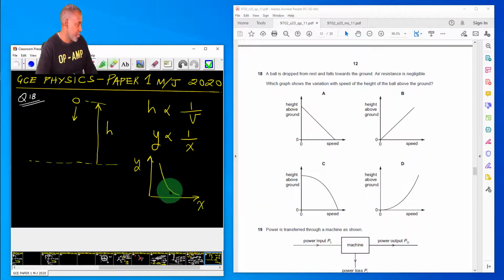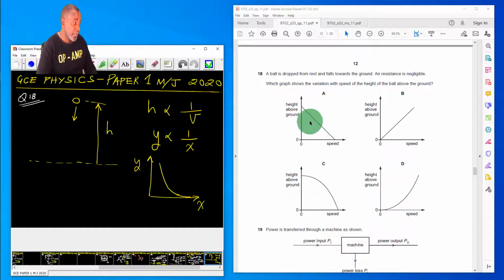Don't have any one of the quantities there, because when the height is 0, the speed is going to be very high. It's going to be somewhere here. In fact, it's going to touch here. When the height is 0, the speed is going to be very high. That makes sense. So a graph which is very close to that is C. It cannot be a straight line like this because of the idea of inverse proportionality.